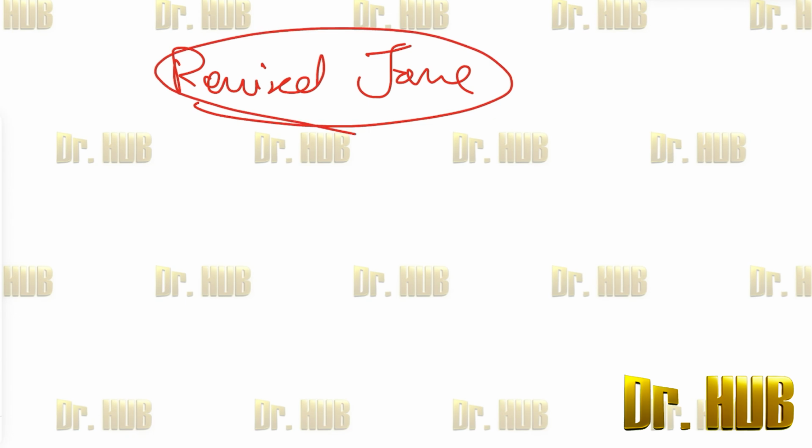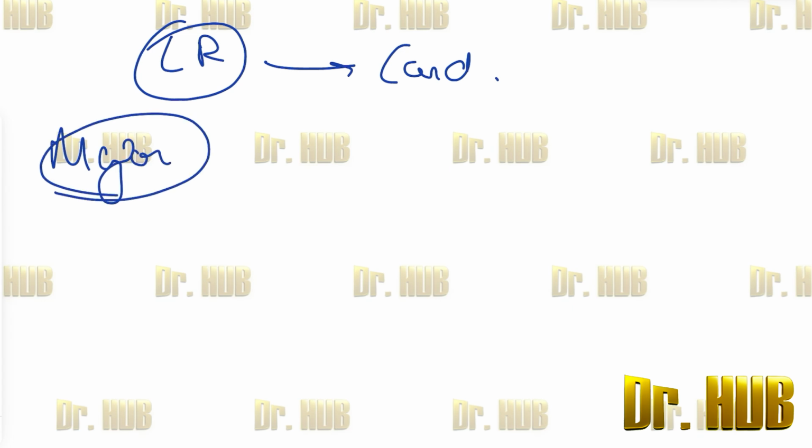So this is important. The revised Jones criteria for diagnosis of rheumatic fever has major and minor criteria, and it is different for the low risk as well as the high risk population. First let's look at the low risk populations. In case of the low risk populations we have carditis. This is nothing but the major criteria. Let's write major so it's easier.